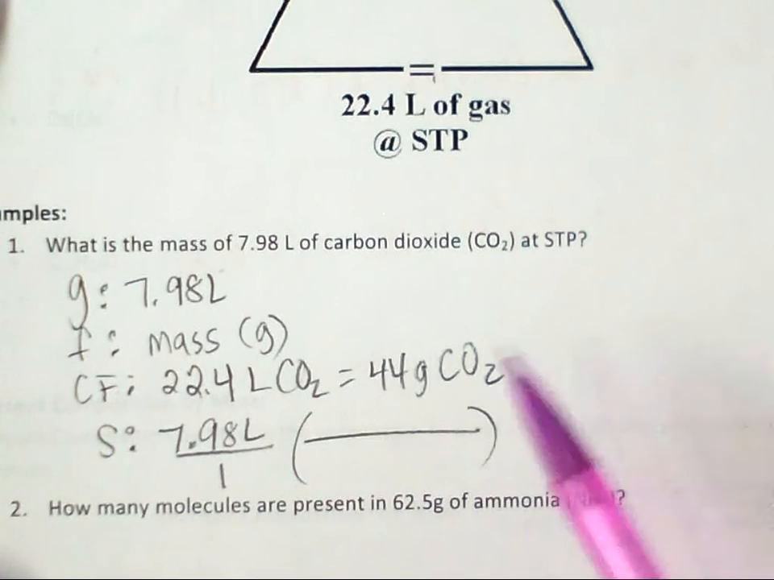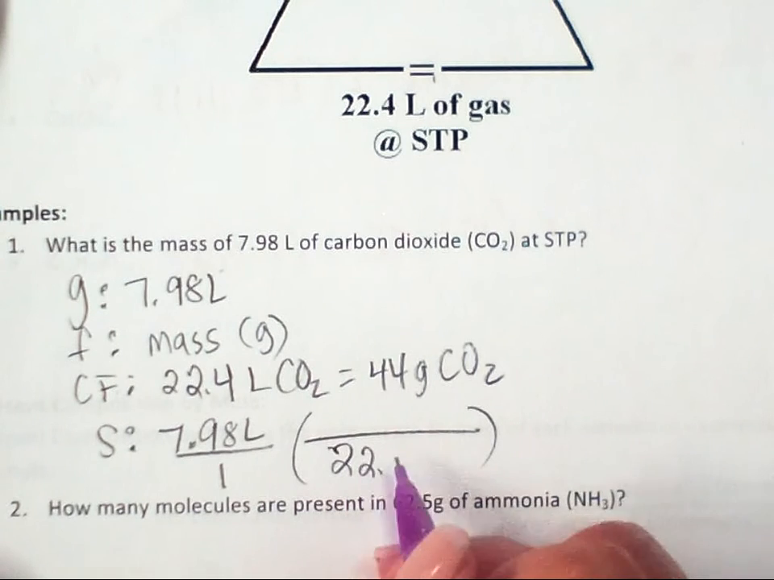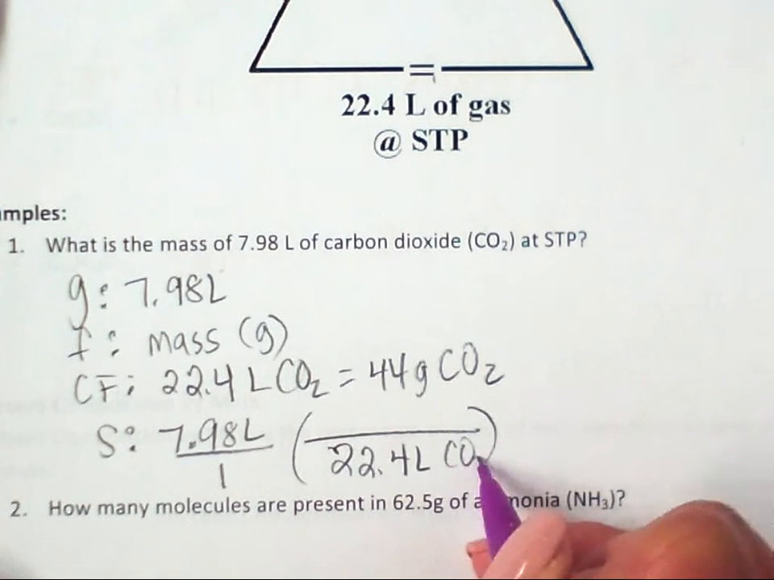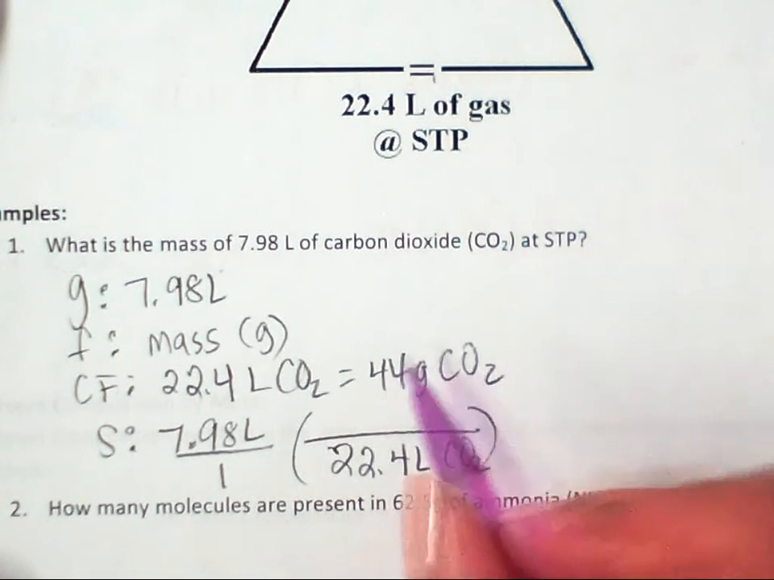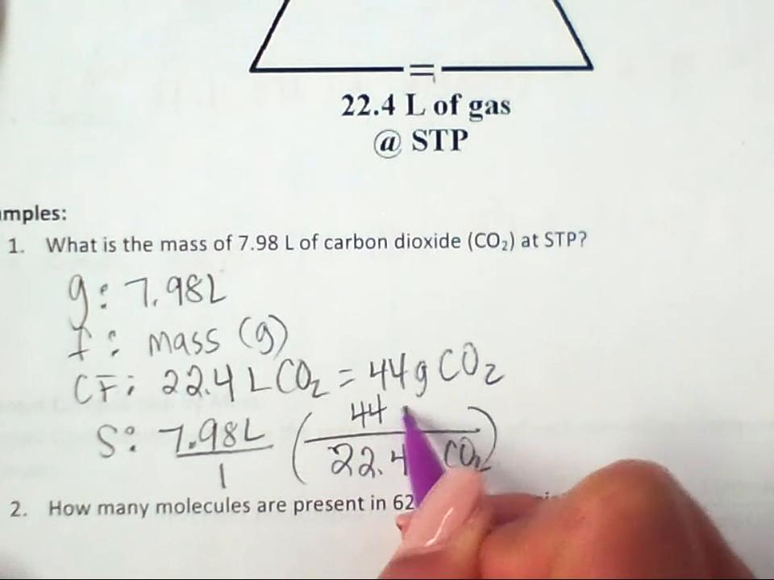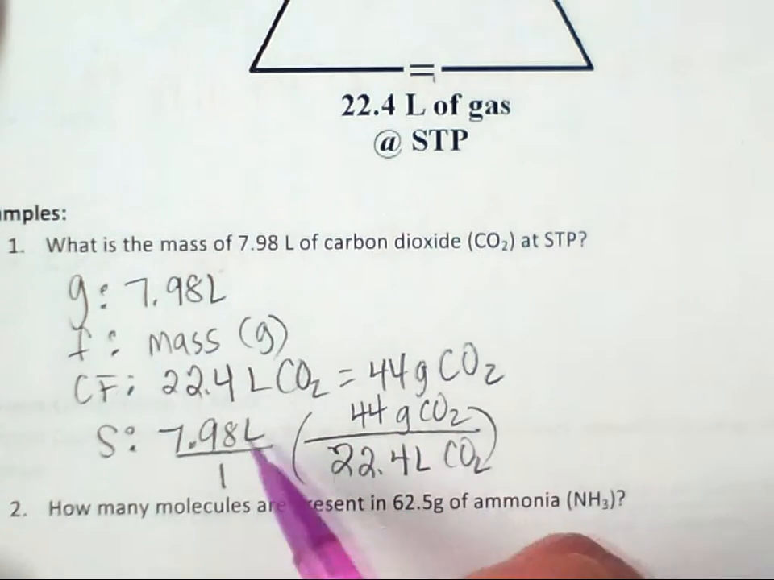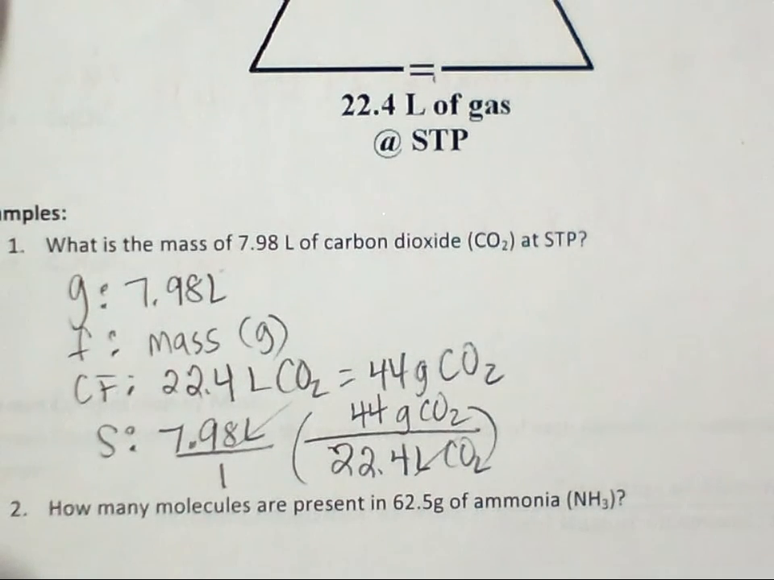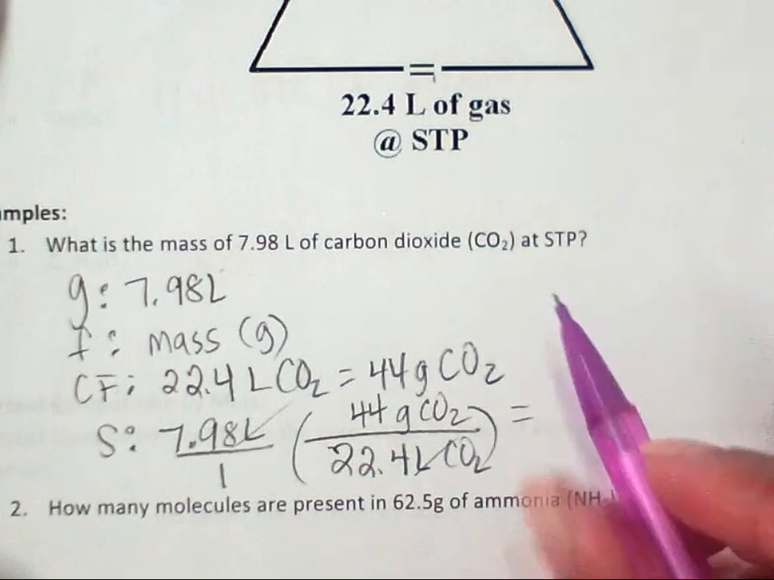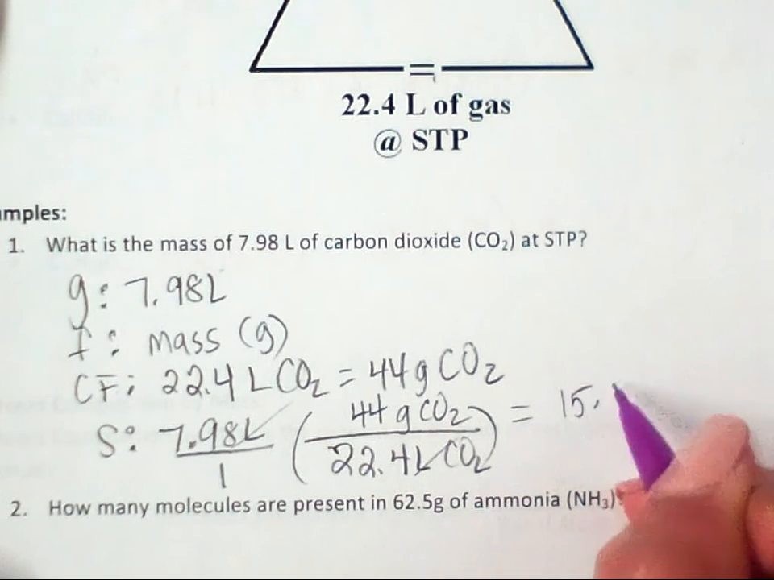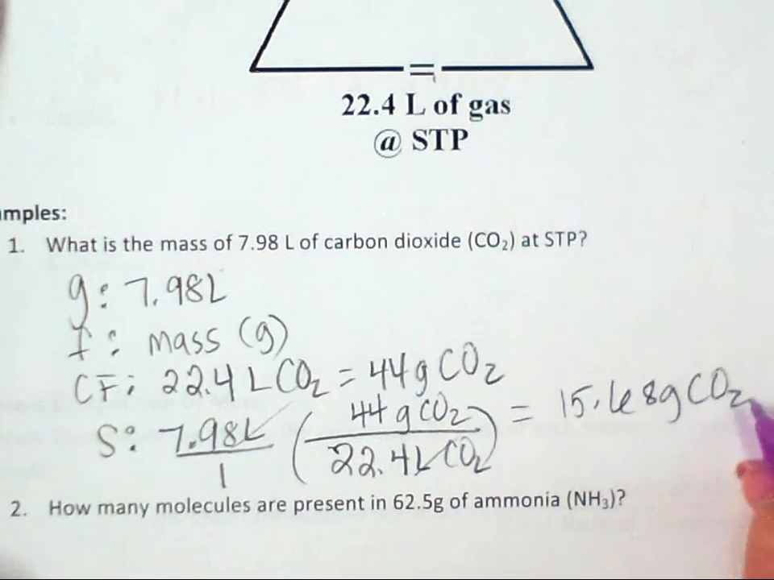Is it 22.4 liters or 44 grams? 22.4. Yes, we want to cancel out the liters. They will divide with each other. Divided by, and then on top would be the grams, 44 grams of CO2. The liters cancel out. And I need you to punch it into the calculator and make sure that you know how to do this. You will punch in 7.98 times 44, divide it by 22.4, and make sure you get the same answer I have, which is 15.68 grams of carbon dioxide.